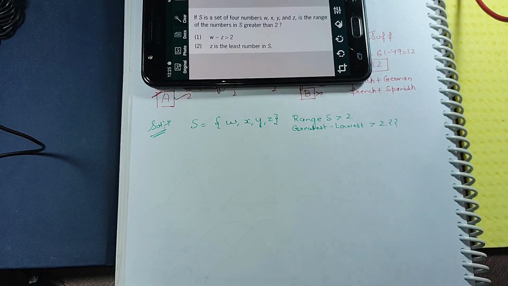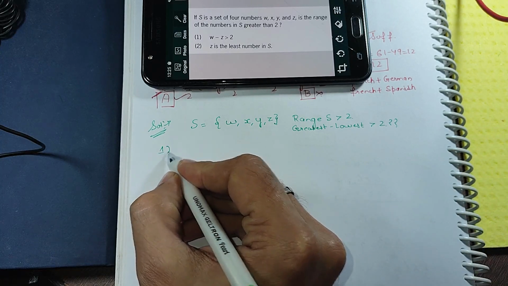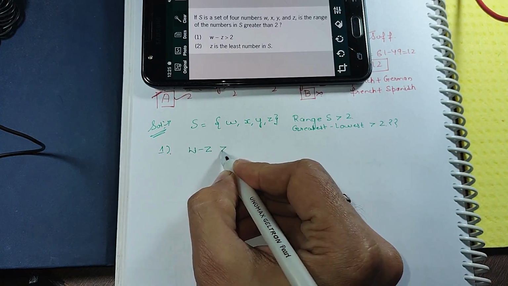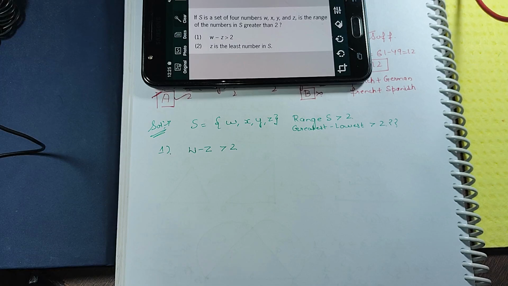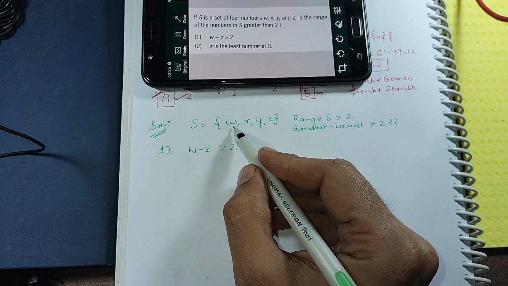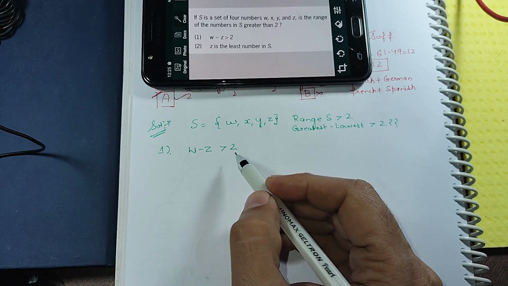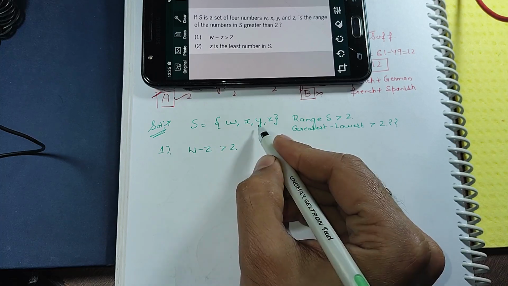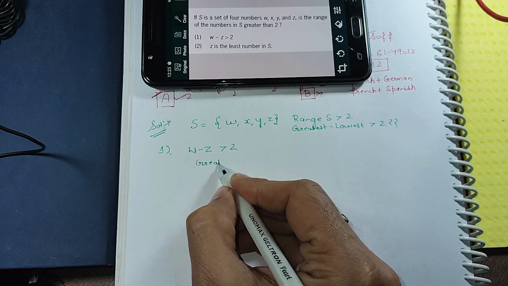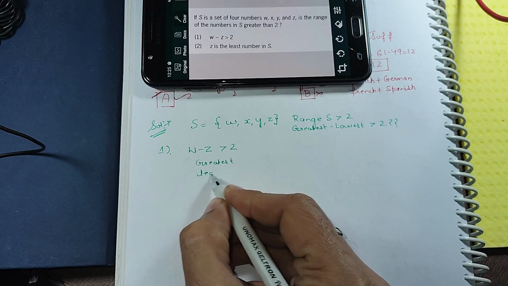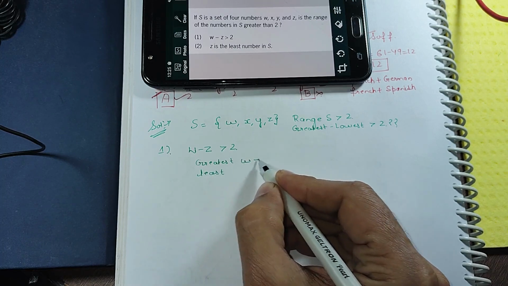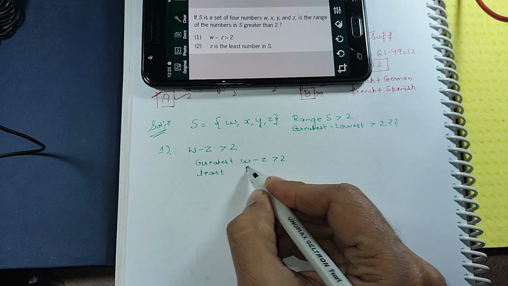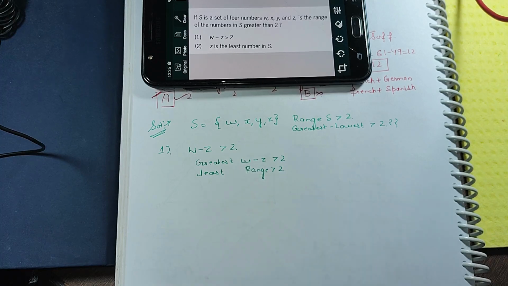Now with this information we will move to statement 1. Statement 1 tells me that W minus Z is greater than 2. Since the difference between two numbers is greater than 2, there can be two scenarios. Let us suppose W and Z are greatest and least. Then W minus Z is greater than 2 means that it is giving us a range which is greater than 2, right?